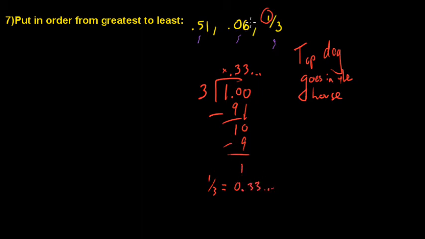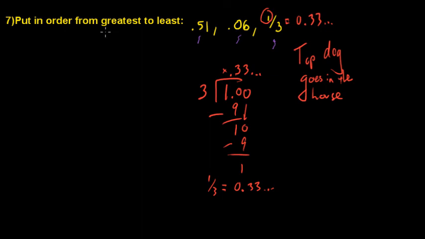So now I've converted it. I've got this right here, which is actually equal to 0 and 33, and they're all in the same place value. So this is 6 hundredths. 6 hundredths is the least. You have 33 hundredths, which is bigger, and then 51 hundredths. 51 hundredths is bigger than 33 hundredths and 6 hundredths.